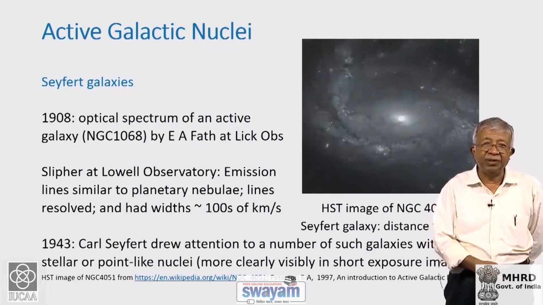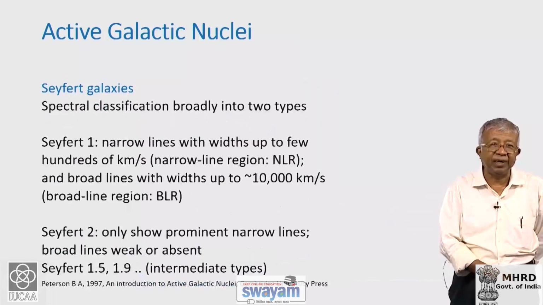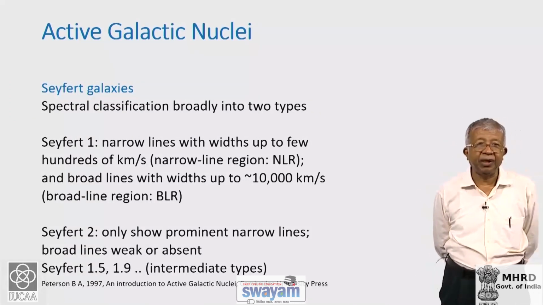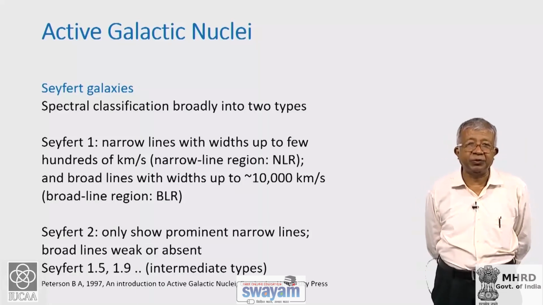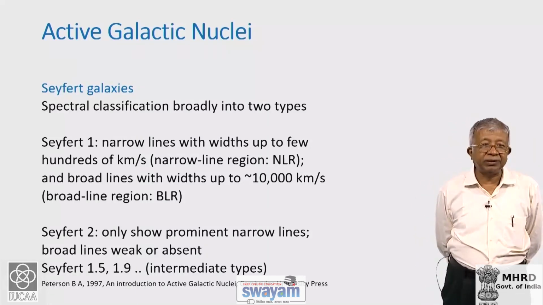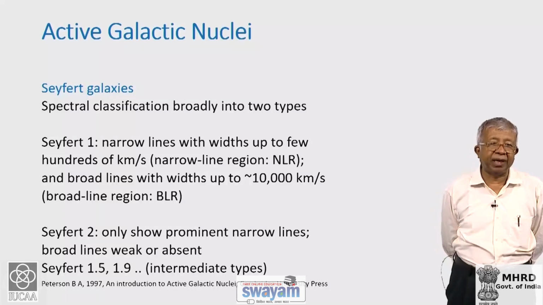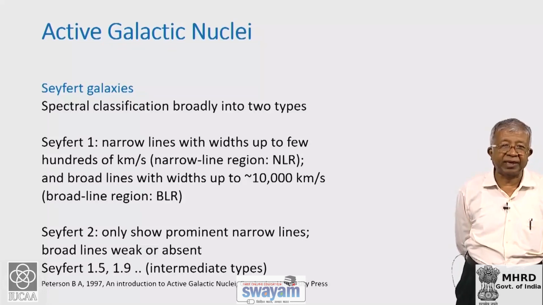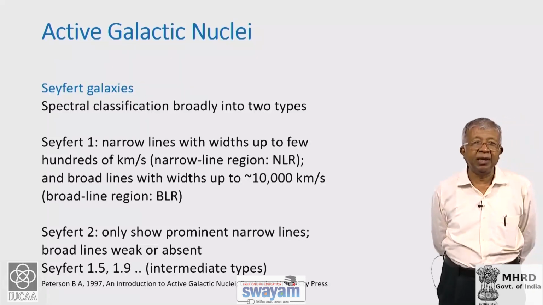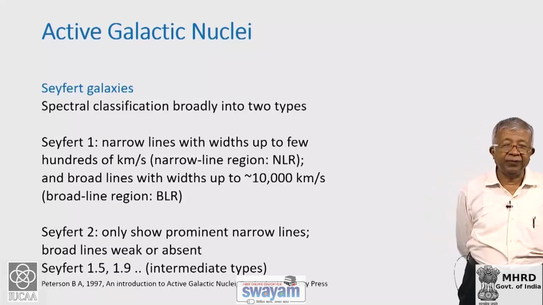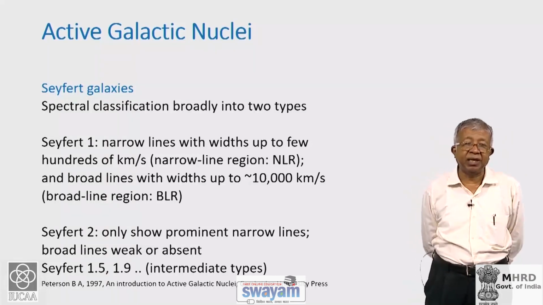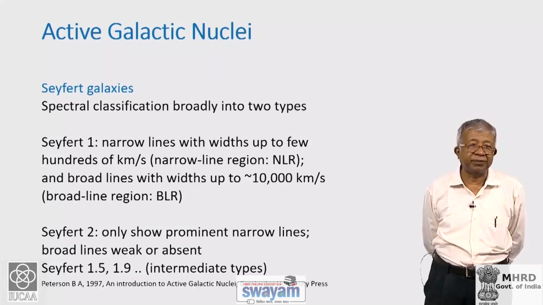Now this was the first indication that we're looking at something very different. And when we made detailed studies of the spectra of Seyfert galaxies, we noticed that they could broadly be categorized into two types. One is what is called the Seyfert 1, and these have later begun to be called type 1 objects. They have narrow lines with widths up to a few hundred kilometers per second, which is referred to as a narrow line region. And we also see broad lines, which could correspond to velocities of tens of thousands, 10,000 kilometers per second or so, and this is referred to as a broad line region.